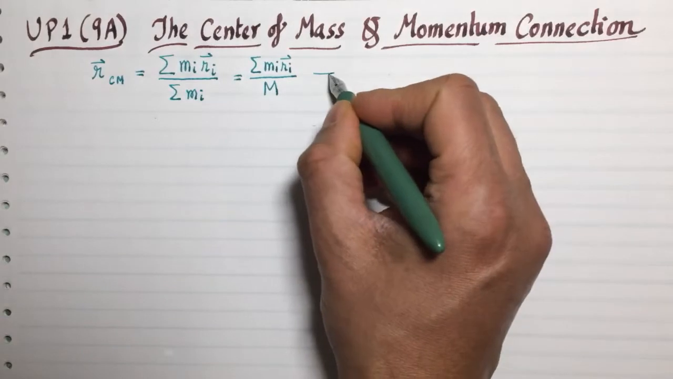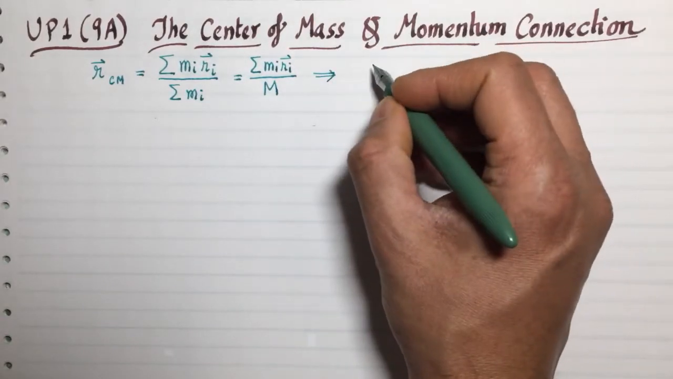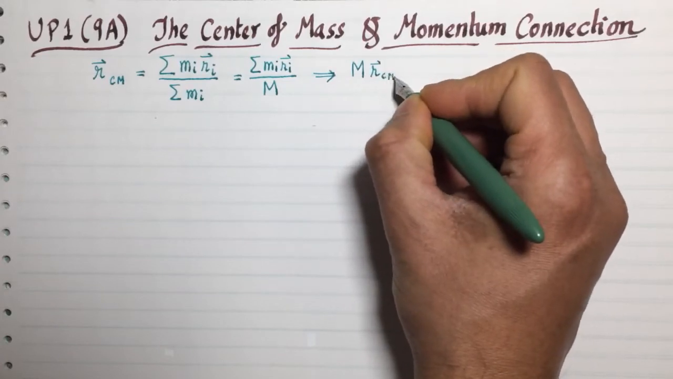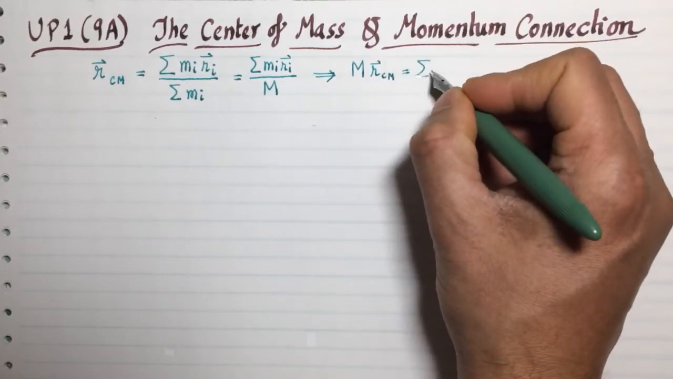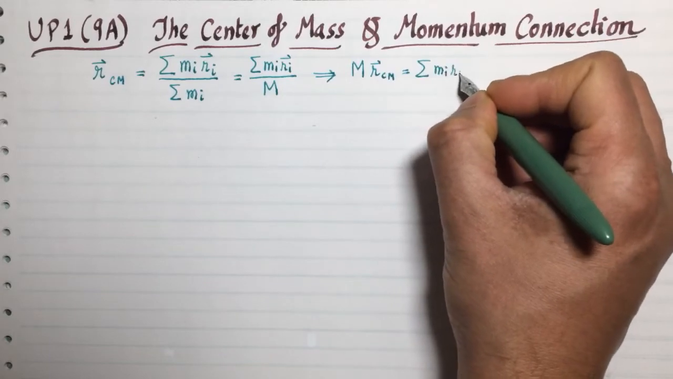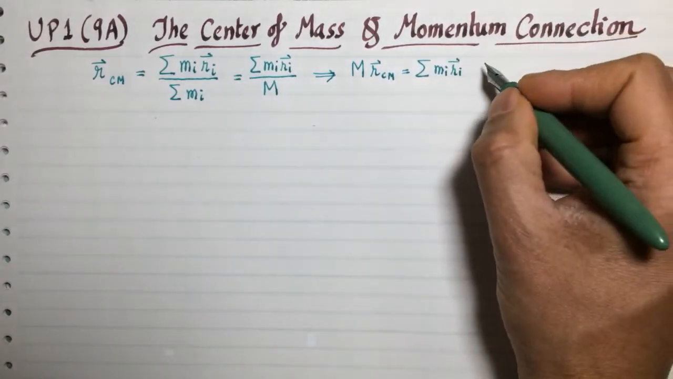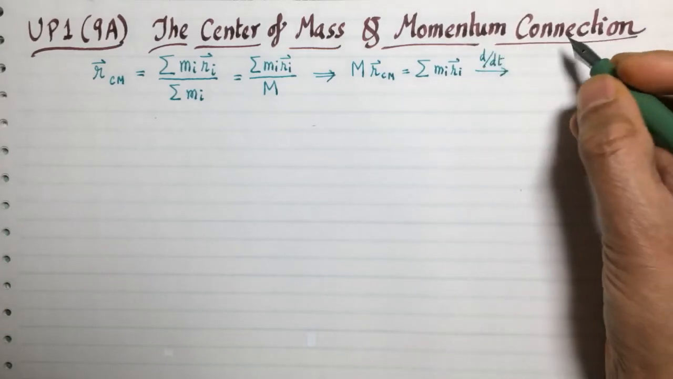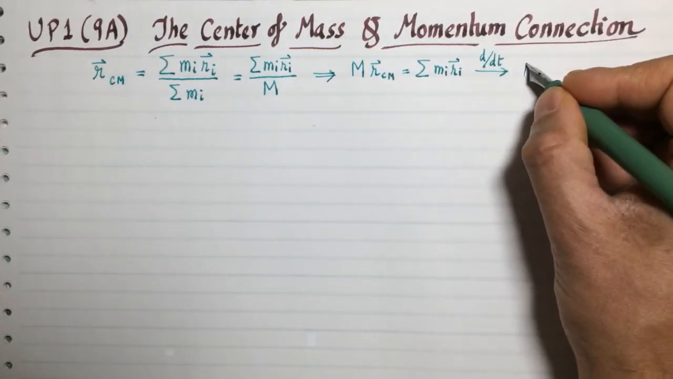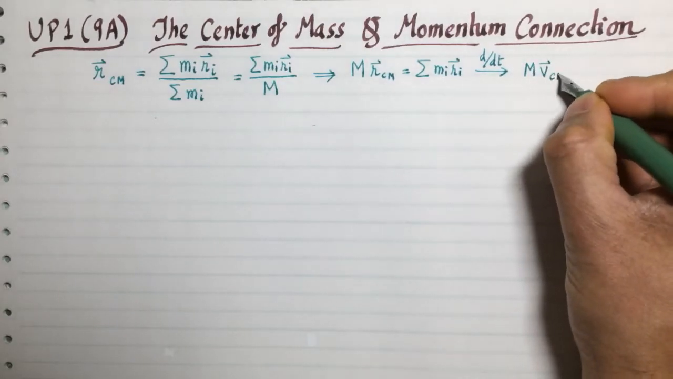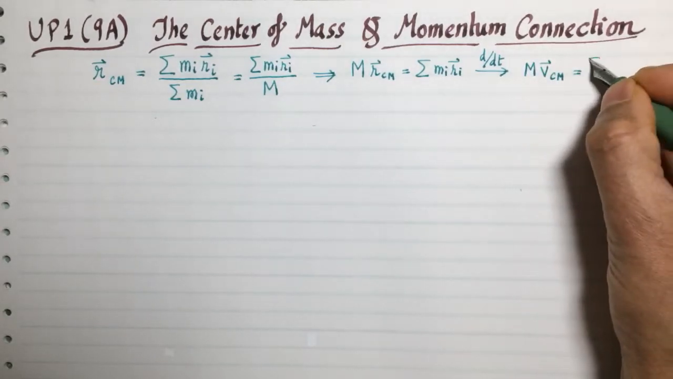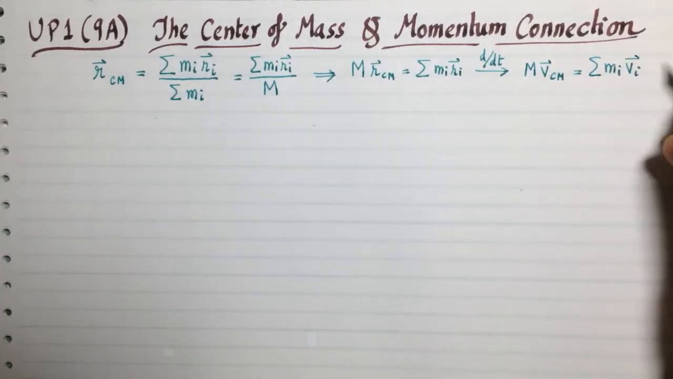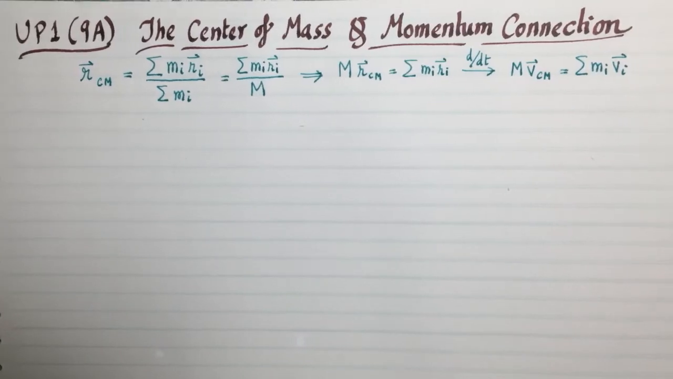Now I can multiply on both sides by capital M to get M times R_CM is equal to the sum of mi ri. If I differentiate both sides, take d by dt on both sides, then I end up getting mass times the velocity of the center of mass is equal to the sum of the mass mi times the velocity vi of each of those masses.